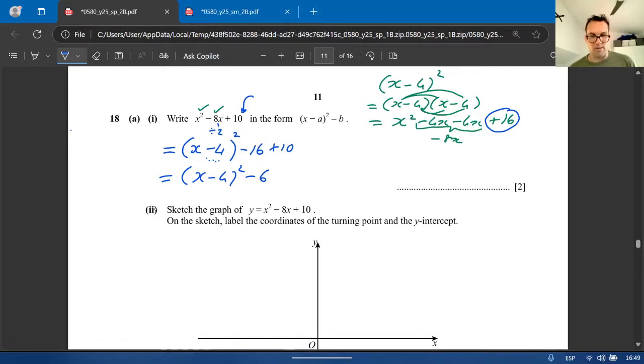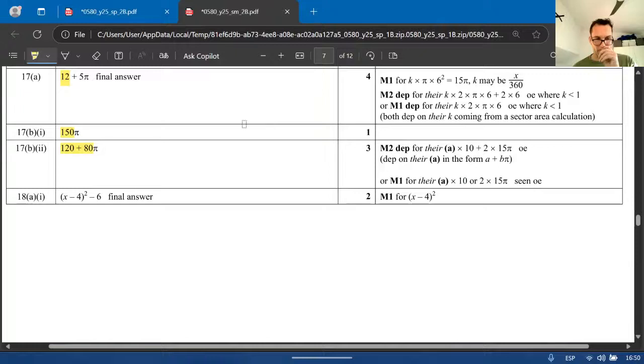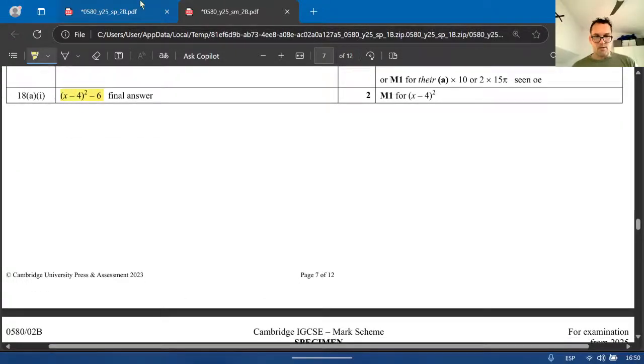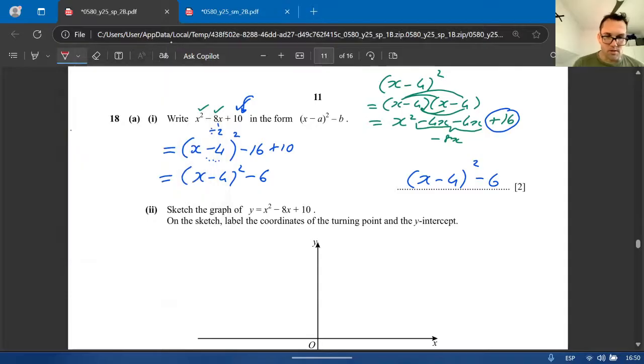Now if we expand the brackets, we'll get the two middle terms. The 2 minus 16s will cancel out. And then we'll have the 10 there, because minus 6 plus 16 gives us the 10. We're sorted. And that's the answer. X minus 4 squared minus 6. There it is. Look at the mark scheme. Basically, you could say you get 1 mark for minus 4, 1 mark for minus 6.